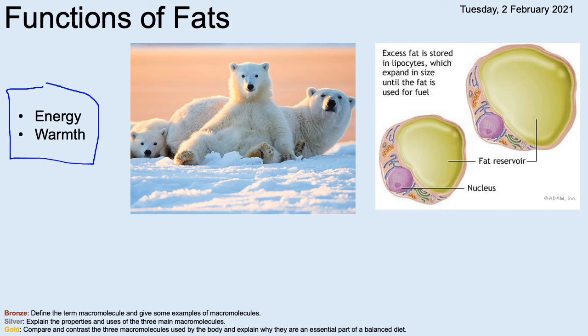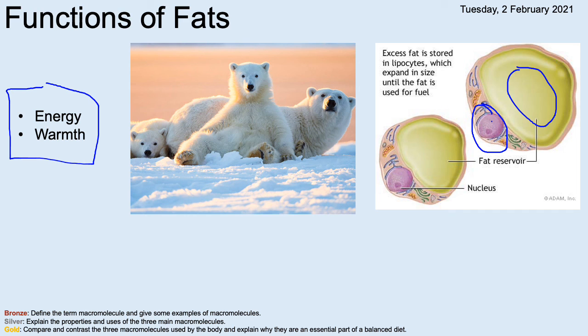So adipocytes and lipocytes have a fat reservoir, which can be seen here. It's quite a big reservoir, and it can expand, and it has a nucleus, which is, as you know, essential for a living cell, because that controls what enters and leaves the cell. These expand in size until the fat is then used for fuel later on, and this shows in people that are quite overweight and obese, because they don't use the fat for fuel. It just builds up and up, so that's why they get bigger.